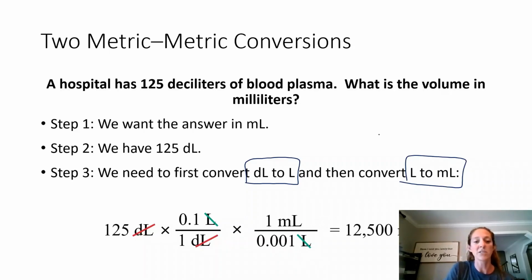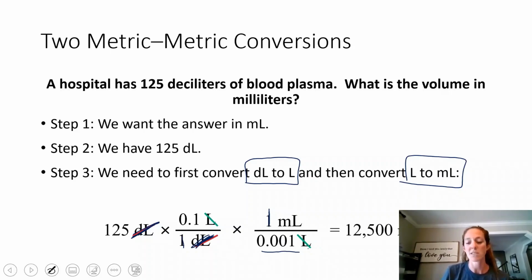Again, I went deciliters to liters, and I know that for every 1 deci was 0.1 liters. So that got rid of my deciliters. Then I went from liters to milliliters. Every 1 milli was 0.001 liters. So I got 12,500 milliliters.